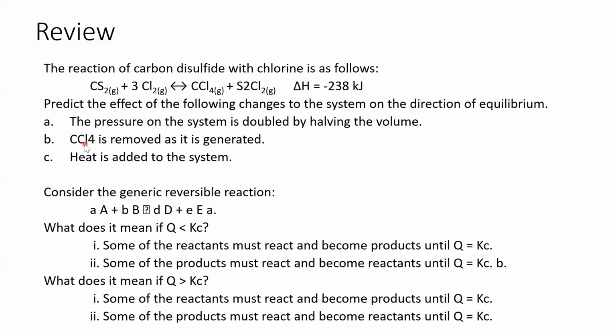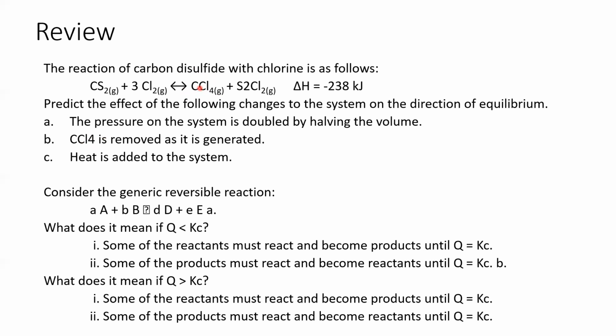All right, so we've got CCl4, that should be a subscript 4, is removed as it's generated. So as we make the CCl4, it gets removed from the container. Which way is it going to shift? Towards the right. Yeah, if we remove CCl4, it's going to want to make more of what we had removed.